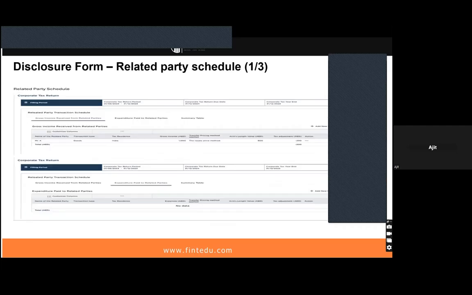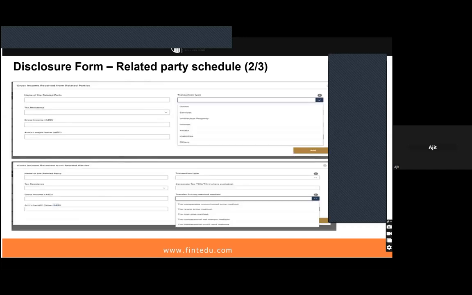Now coming to the disclosure form, the second page is about the related party schedule, which is Article 35, the related party, not the connected person. It basically covers the name of the related party, the transaction type, the tax residence, gross total income, gross income, the arm's length value, transaction value, and adjustment. So this is the summary. Now, how does this summary come up?